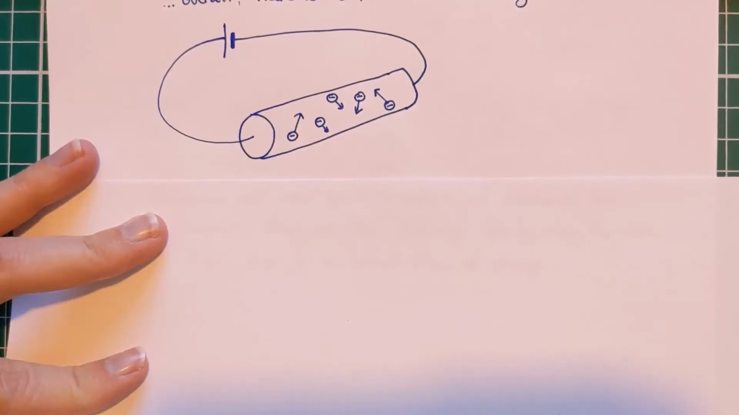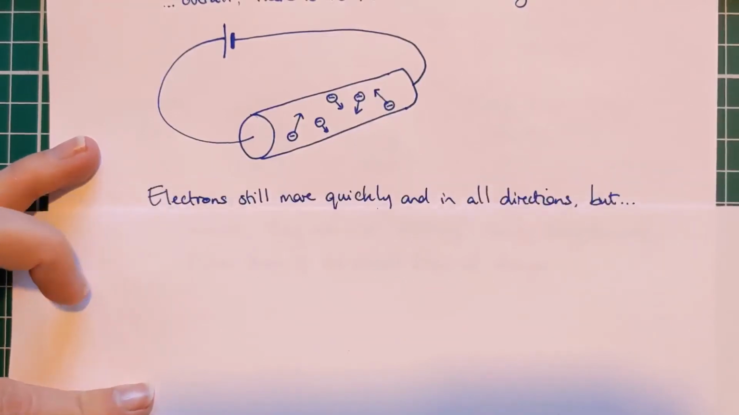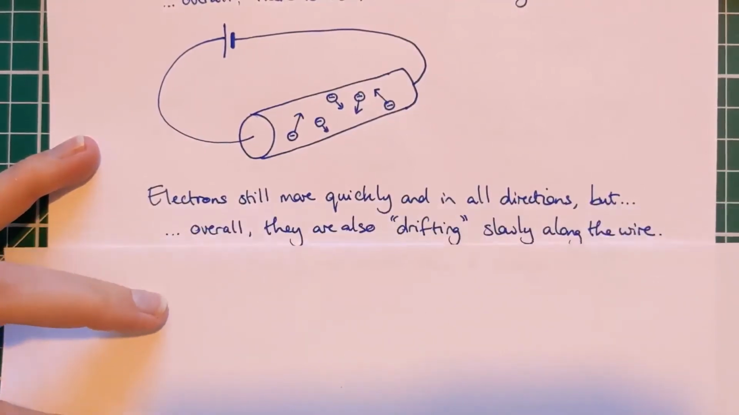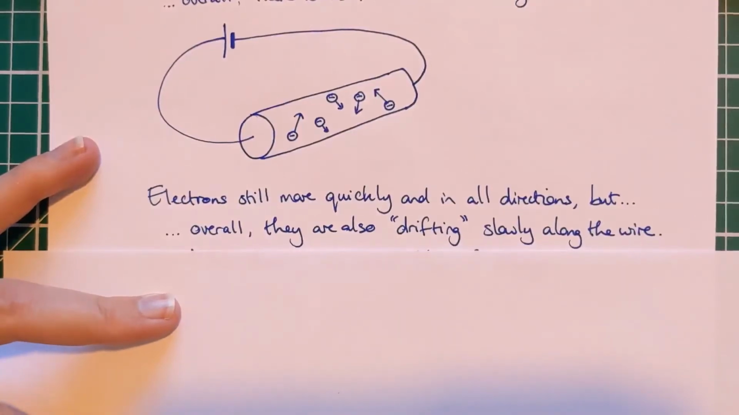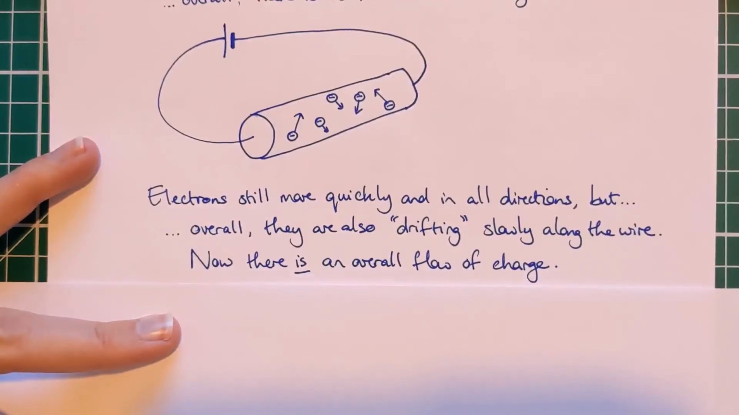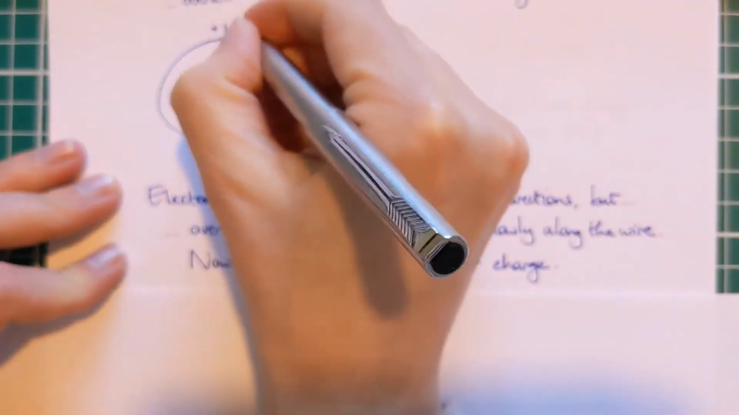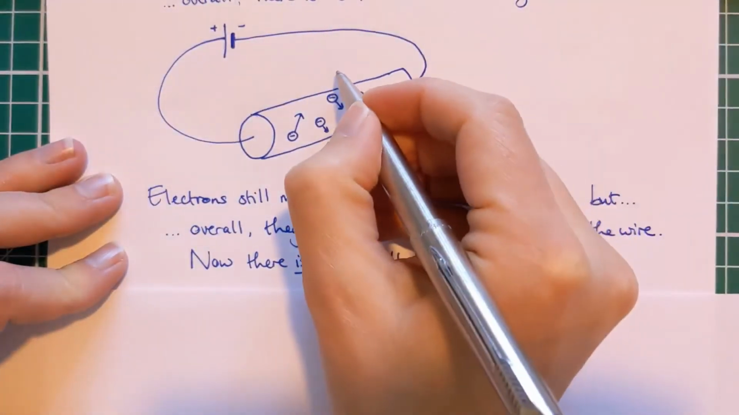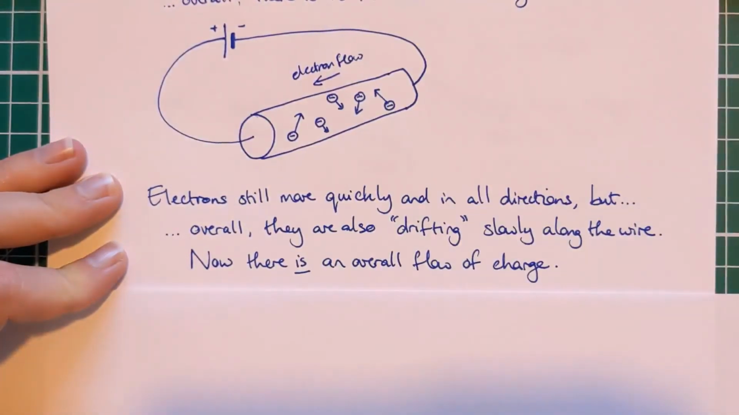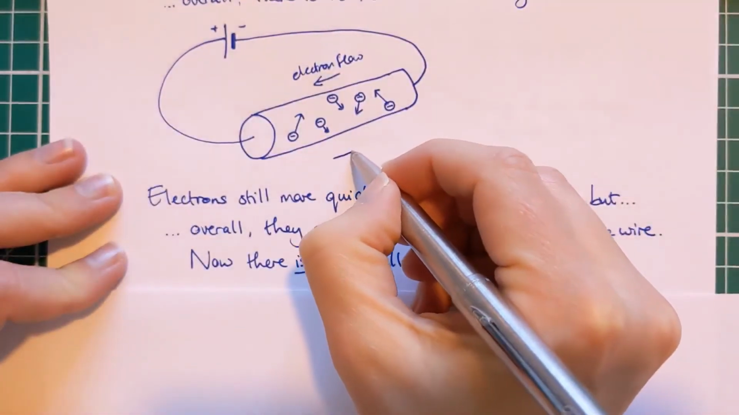If we now connect the wire to a power source, we find that the electrons are still moving quickly and in all directions, but they are also all being pushed slowly along the wire by the power source, so overall they are also drifting slowly along the wire. And this means that now there is an overall flow of charge, and that's how come there's a current. Remember that electrons move away from the negative and towards the positive, whereas current, by convention, flows from positive to negative.